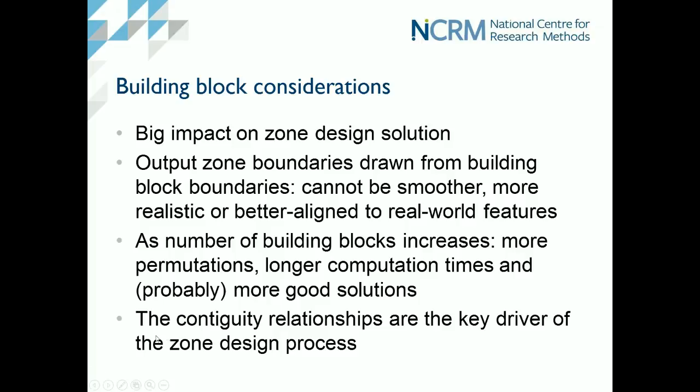It's worth also just remembering, especially if you've not got involved in using this before, that it's the contiguity relationships between the building blocks which are the key drivers of the zone design process. So it's which ones are next to which and therefore can be combined. That's what's going to determine the solution. So you could have the same set of building blocks with really crude looking boundaries on the map. As long as the contiguity is the same, they'll produce the same solution as if they've got beautifully elegant boundaries on the map. But as soon as you change the contiguity relationships by redrawing the boundaries, you will start to get different solutions.